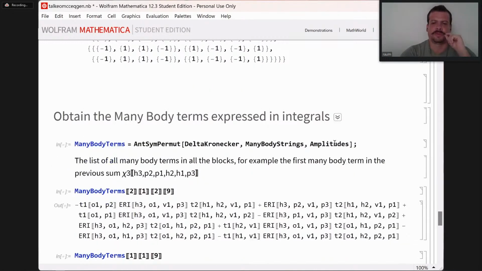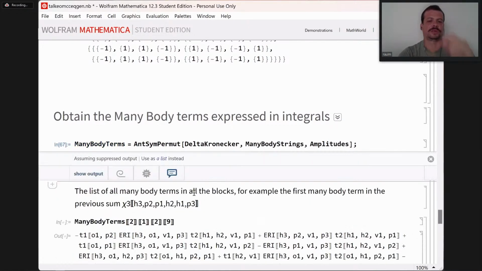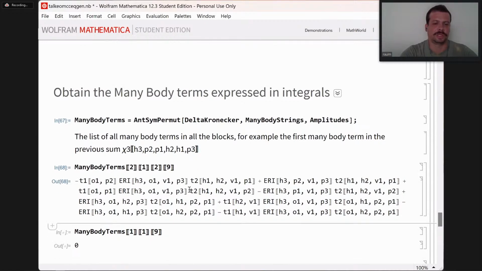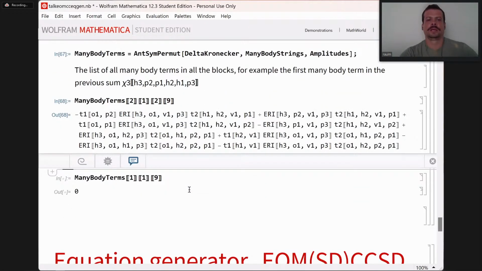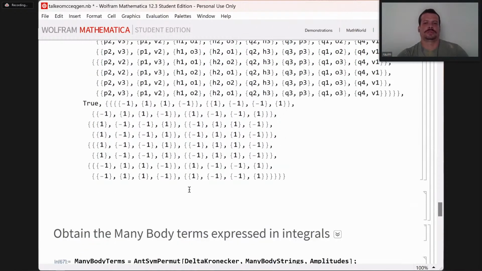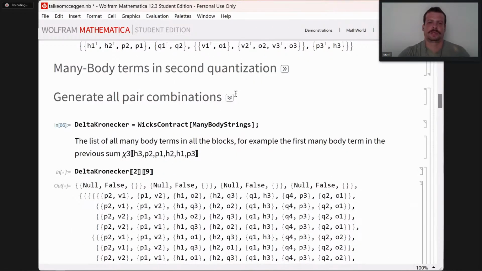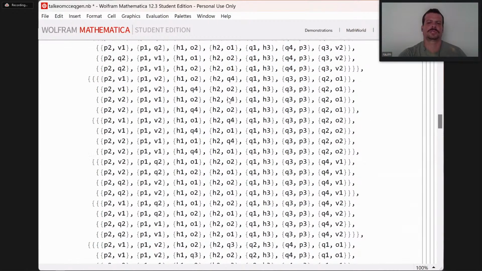And yeah, the final step, we generate these many body terms in terms of the integrals and the amplitudes. So yeah, we obtain these equations. So yeah, the algorithm is like this. If you are not really familiar with the notation, it could be a little bit complicated for the first time. I understand that.